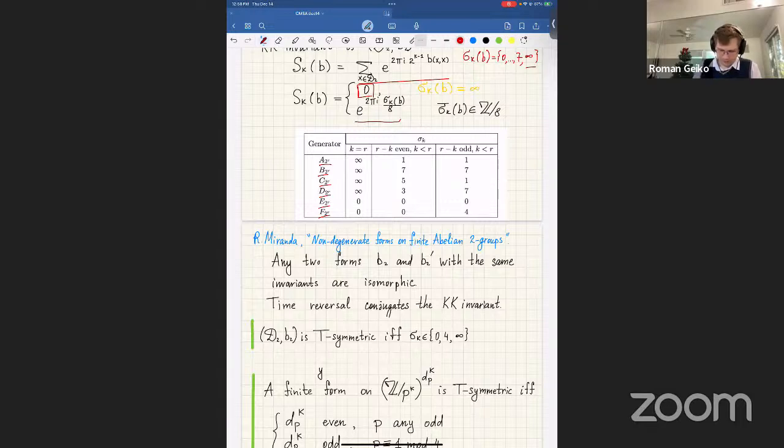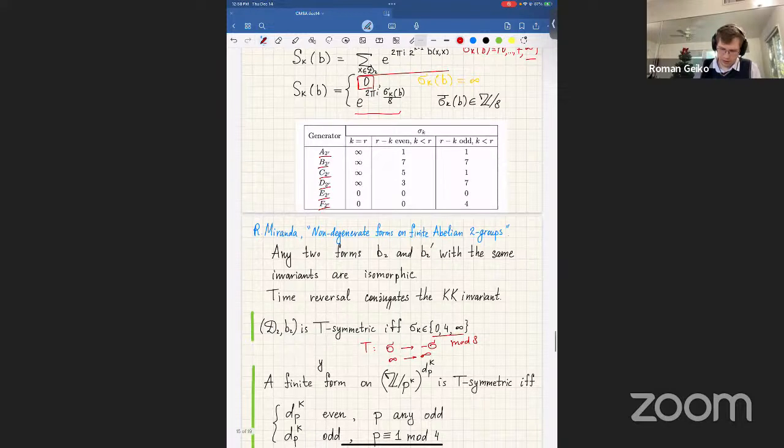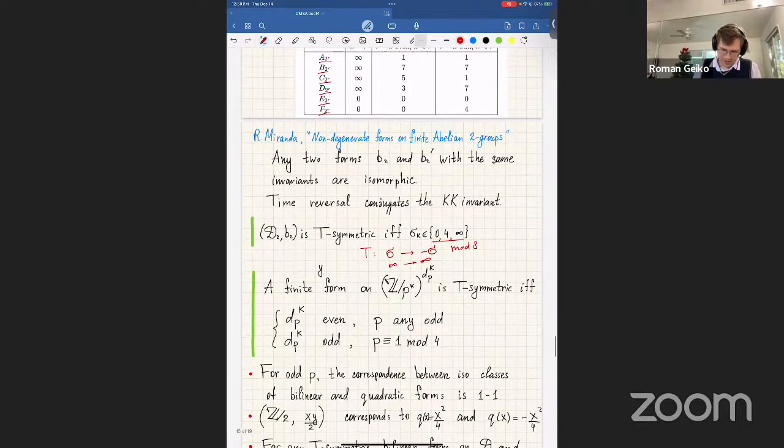So time reversal takes these Gauss sums and inverts them mod 8. If it's infinity, then it goes to infinity as well. And we just look at the fixed points of this action, 0, 4, and infinity, and this corresponds to real Gauss sums. So they are either real numbers or 0, which is also a real number. And this allows us to classify all. This provides us with the full classification of time reversal symmetric bilinear forms on finite abelian groups.